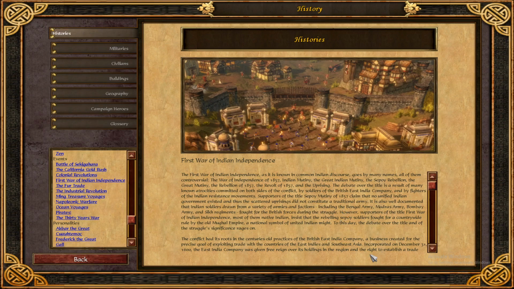However, supporters of the title First War of Indian Independence, most of them native Indian, insist that the rebelling Sepoy soldiers fought for a country-wide rule by the old Mughal Empire, national symbol of a unified Indian might. To this day, the debate over the title and of the struggle's significance rages on.